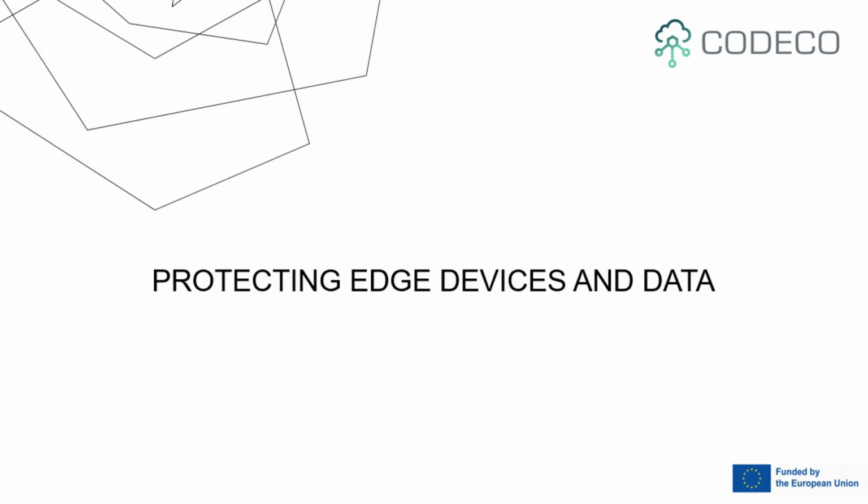Protecting edge devices and data. With the increased adoption of edge computing, protecting edge devices and data has become crucial. Security considerations for microservices deployed at the edge are essential in safeguarding the integrity, confidentiality, and availability of the systems. In this part of the course, we explore various measures to protect edge devices and data.